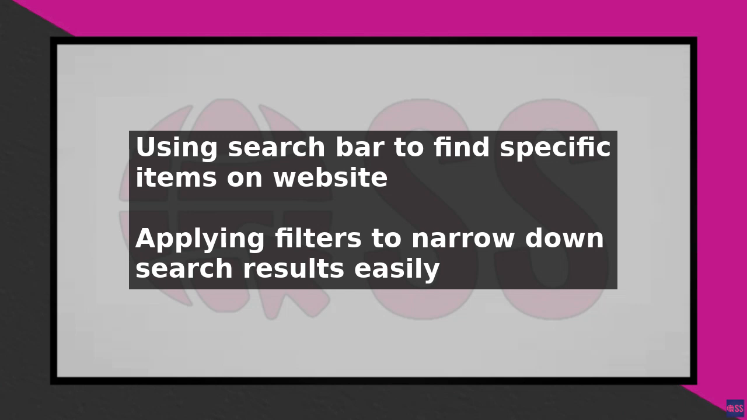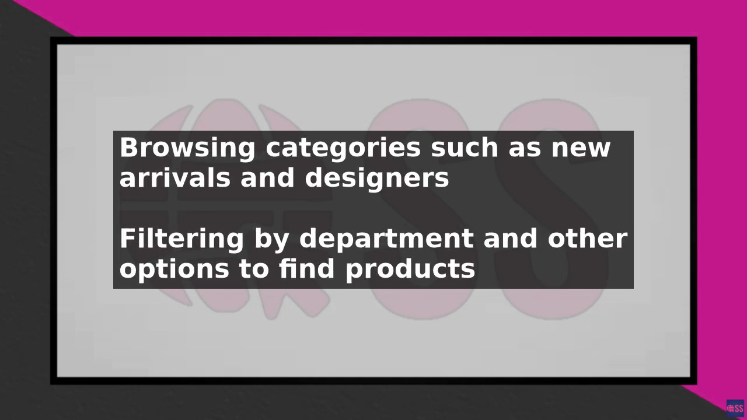Use the search bar, and from there, you can apply filters to narrow down your search. The filters include department, designers, color, condition, size, shipping location, price range, materials, and more. By using these filters, you can easily find the products you're looking for on Vestiaire Collective.